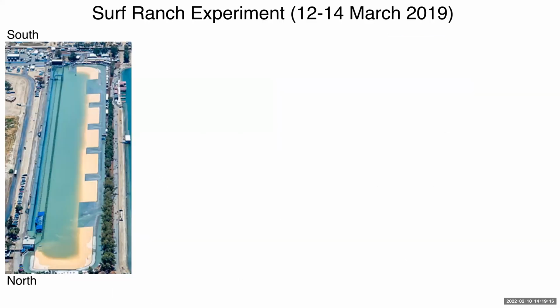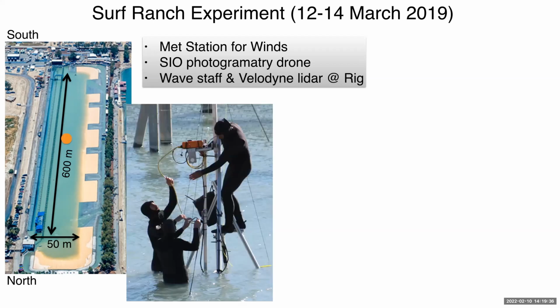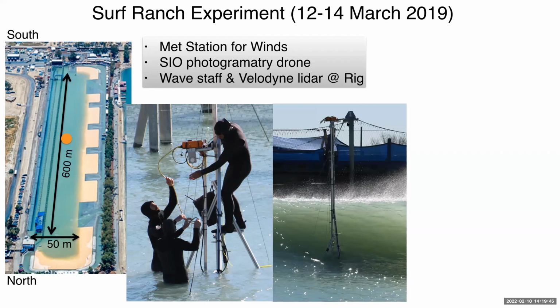And so the Surf Ranch, it's in Central California. This is an aerial photograph from the northern side to the southern side. It is approximately 600 meters long and 50 meters wide. And we had a MET station deployed. We had a drone to get movies. And we had a wave staff and a Velodyne LiDAR mounted on the rig. The rig is an aluminum tripod with a pole on it. And this is the LiDAR, and the LiDAR was then mounted like this, and this is a wave passing by.